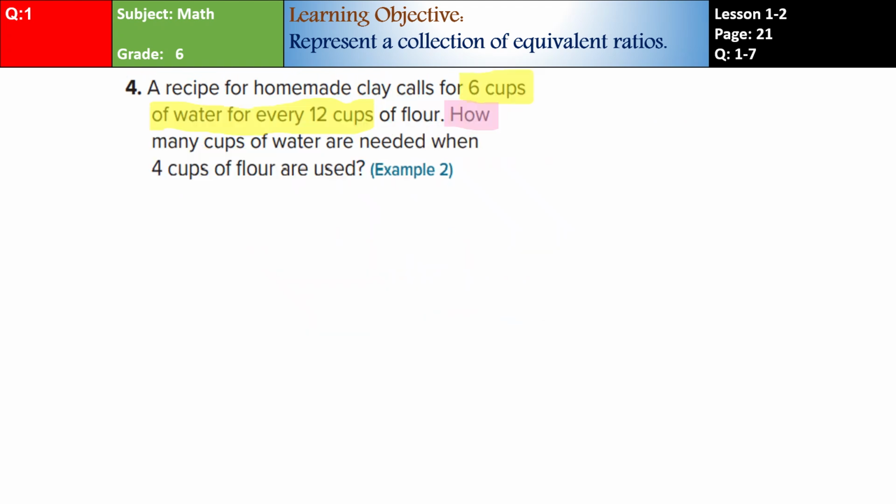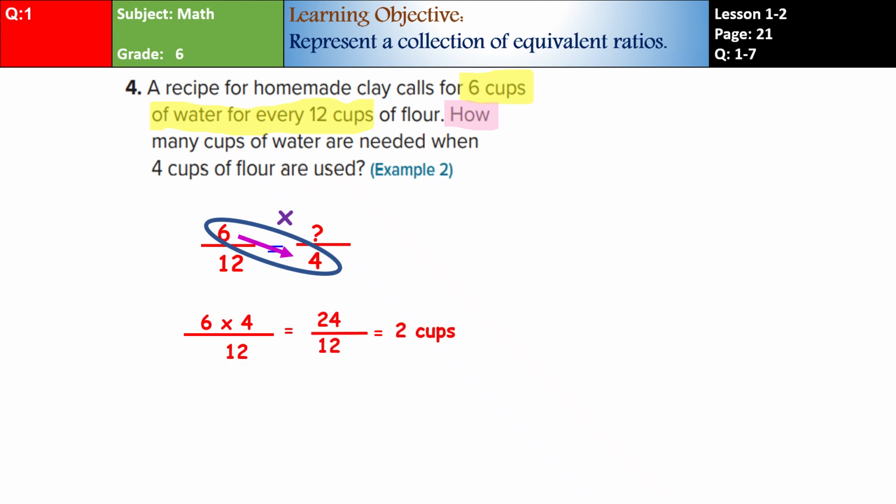A recipe for homemade clay calls 6 cups of water for every 12 cups of flour. How many cups of water are needed when 4 cups of flour are needed? We will use the method, write the equation, then see the relationship. Like how 4 became 12, we can say that divide by 3. Our second method, 6 times 4 divided by 12. Both of them will give you same answer, 2 cups. Same method you can solve question number 5, 6, 7 and 8.